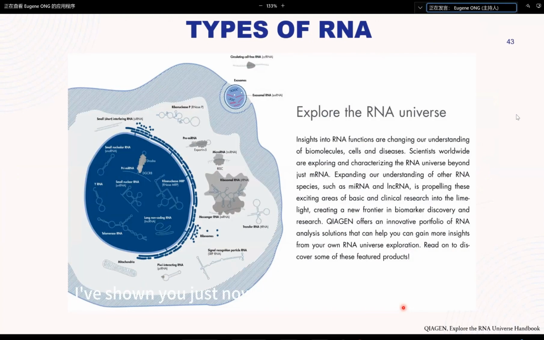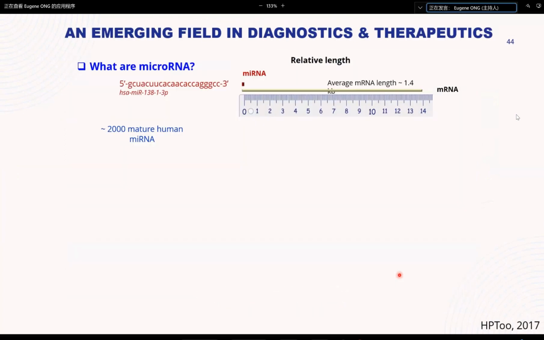So I've shown you just now that there are many types of RNAs that play different roles at different locations of the cell, and some of them are released into the bloodstream, and from there we are able to capture and identify those types of free floating RNAs in the blood. So we are going to focus on microRNA in this particular talk.